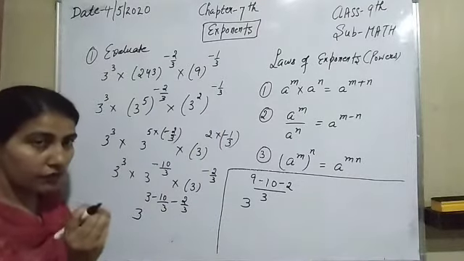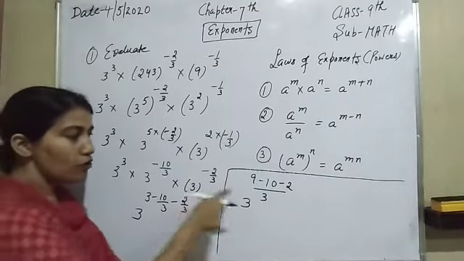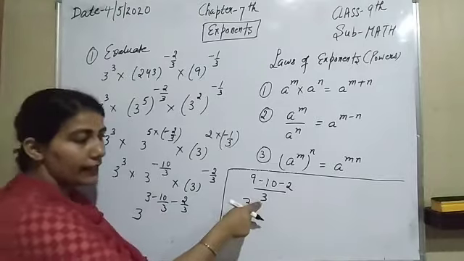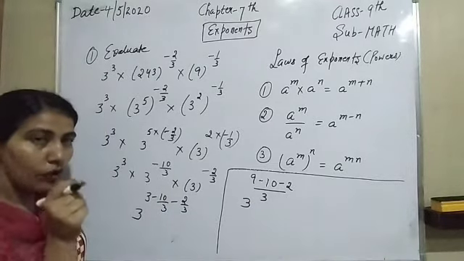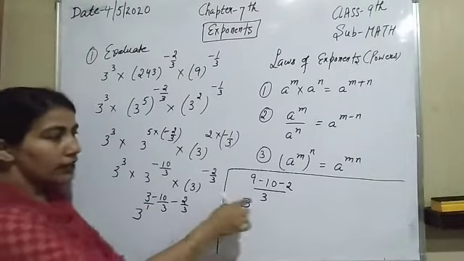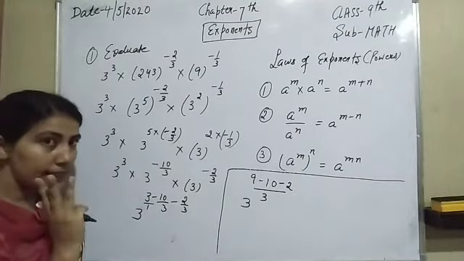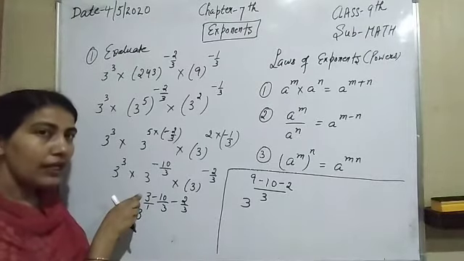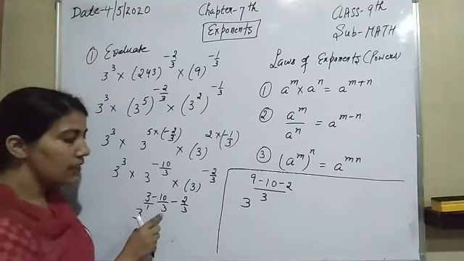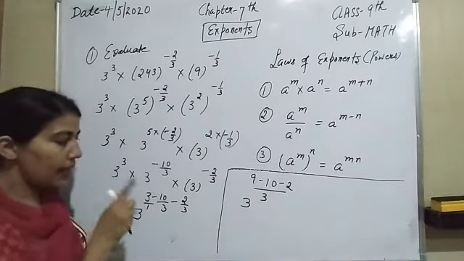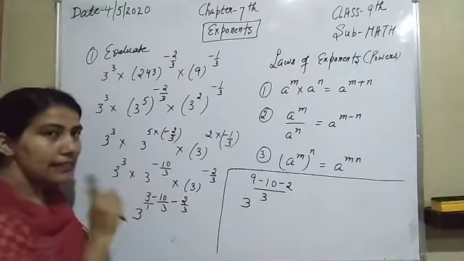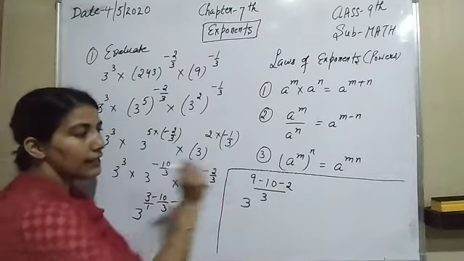Whenever you have to take the LCM, firstly divide the common denominator by each denominator. Whichever quotient comes, multiply this quotient by its numerator. Here 3 divided by 1 is 3, multiplied by the numerator, 3 multiply 3, that is 9. By the same process, 3 divided by 3 is 1, and 1 multiply 10 is 10. Again 3 divided by 3 is 1, and 1 multiplied by 2 is 2.